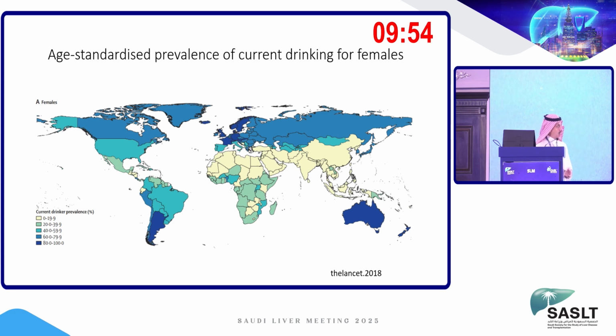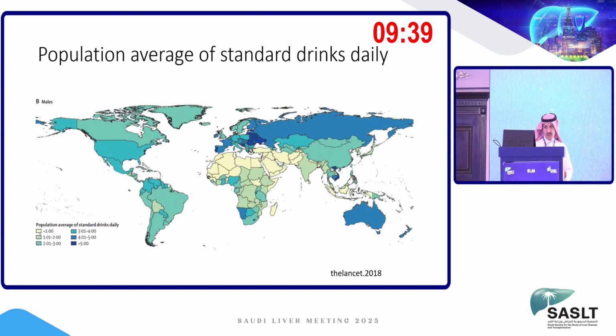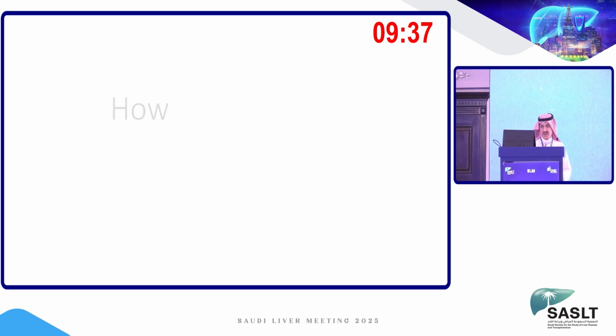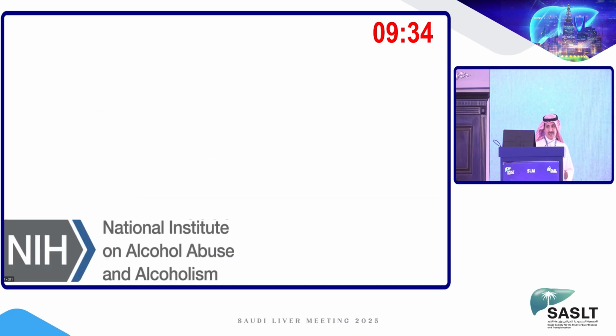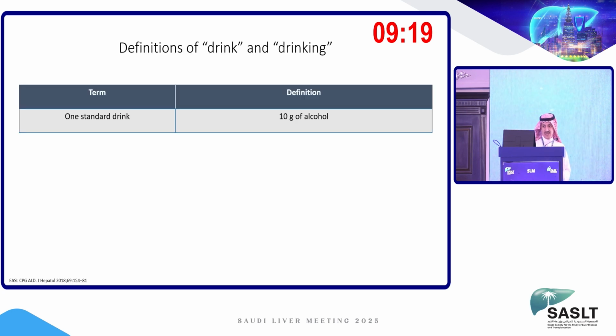For prevalence of drinking in females, I think we have one of the lowest reported areas worldwide, similar to males. And when we look at the average standard drink, in our region it is still much less than what is reported in other countries. So how much is too much? When we go to the definition, the standard is one standard drink per day for women and two standard drinks for men, and each standard drink contains 14 grams of alcohol. This is very important when we come to the assessment.